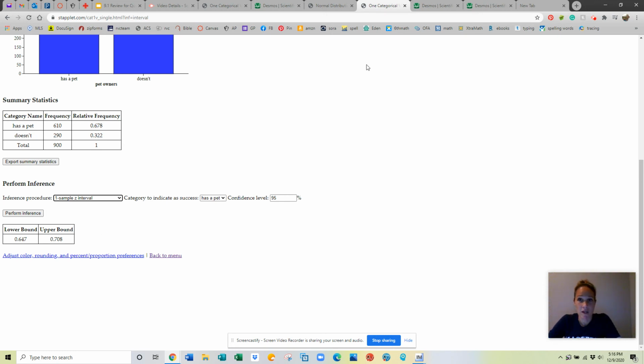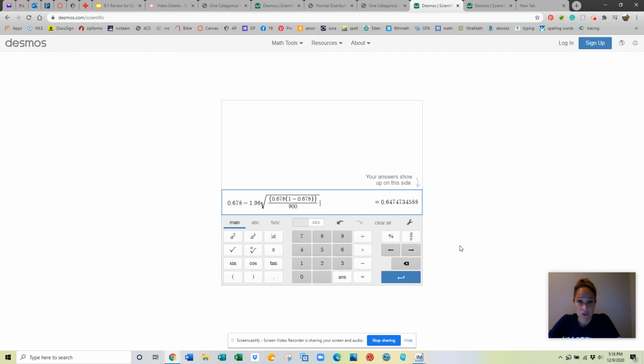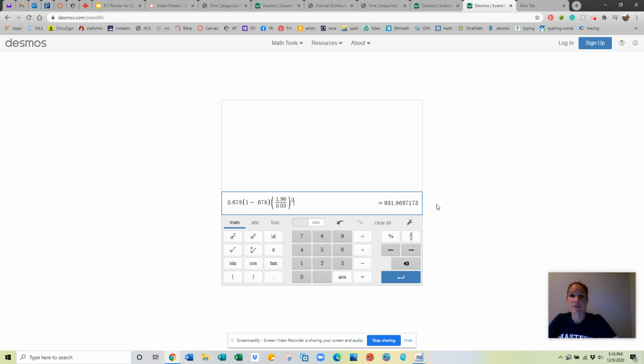If you wanted to work it out the long way, you could go to Desmos and you could type it in and do a minus there, and then you could change it to a plus and get the other value. Again, I rounded it a little bit different, so our numbers are going to be slightly different than what it's giving us in Stapplet.